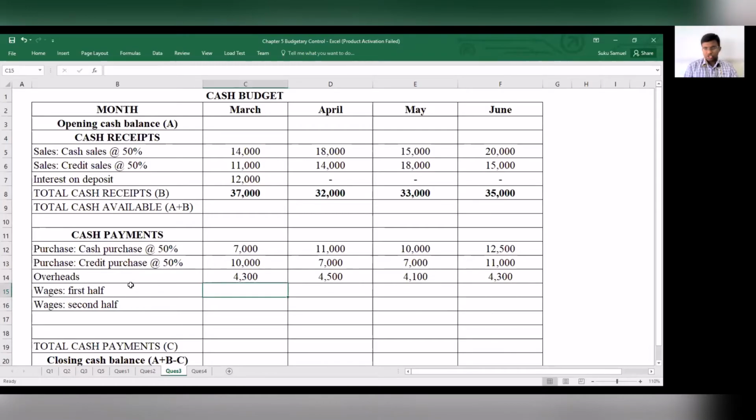So in the month of March, you will be settling for 50% of the wages for the month of February. So you will be settling the second half wages for the month of February, which is 4,400, and half of that is 2,200. Here, second half of March, you would be settling the wages for first half of March, which is 2,300.